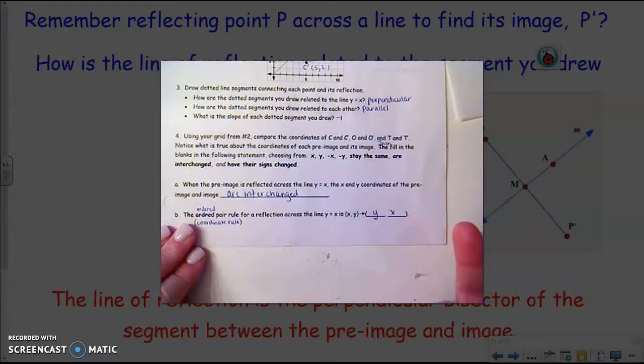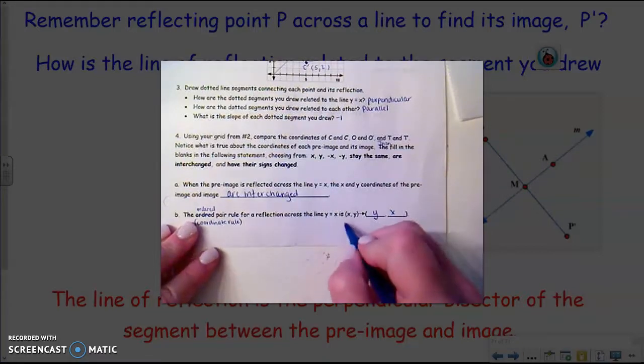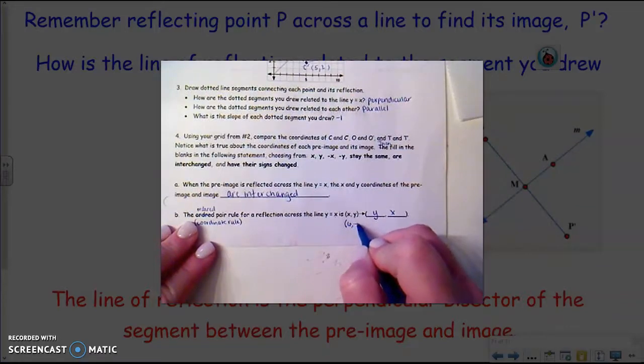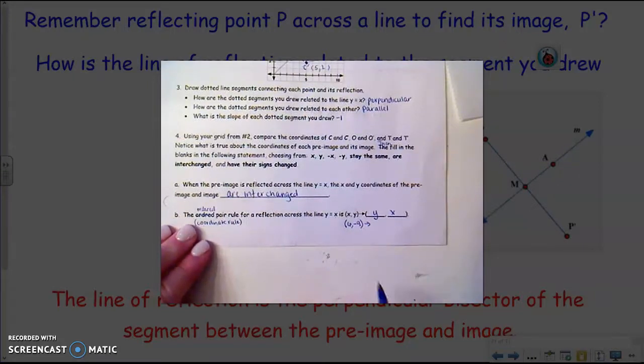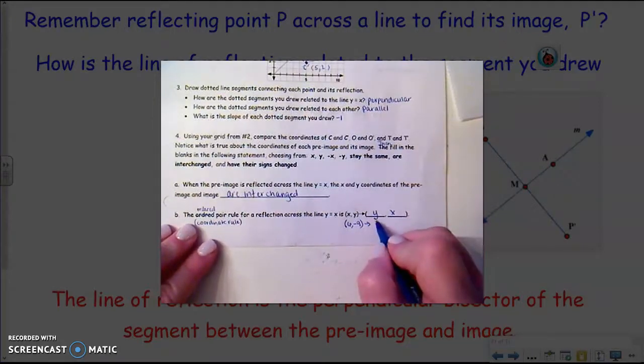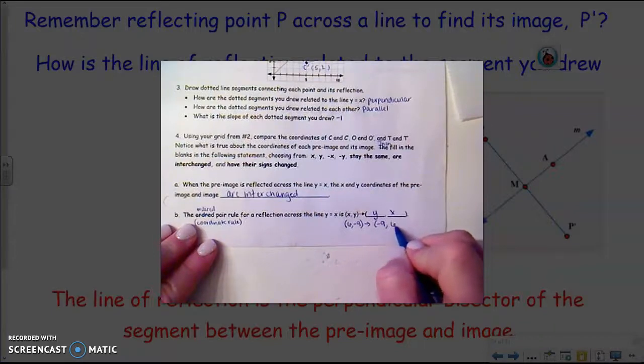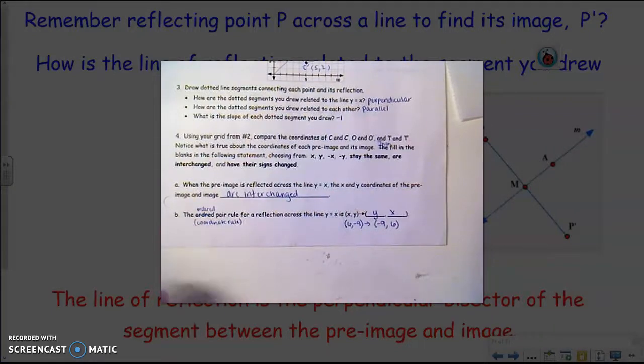Just switch their places. So, for example, if your original coordinates were 6, -9, then when you do a reflection across the line y equals x, your new point is going to be -9, 6. They just switch places. All right, we're going to look at this a little bit farther with rotations in the next video.